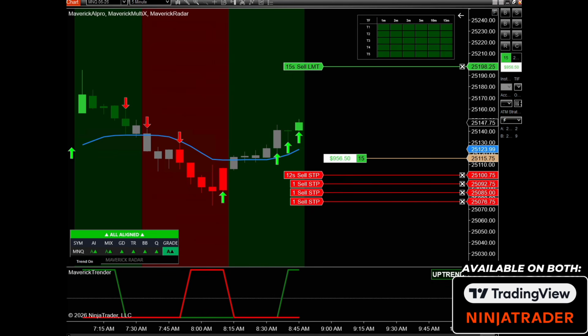Now, yes, I am in 15 micros. So this is like 1.5 minis of NQ. But I know I get the question sometimes, why don't you just enter 1 mini or 2 minis? I like to scale out a lot, because you don't know when you're going to catch like an all-day move.